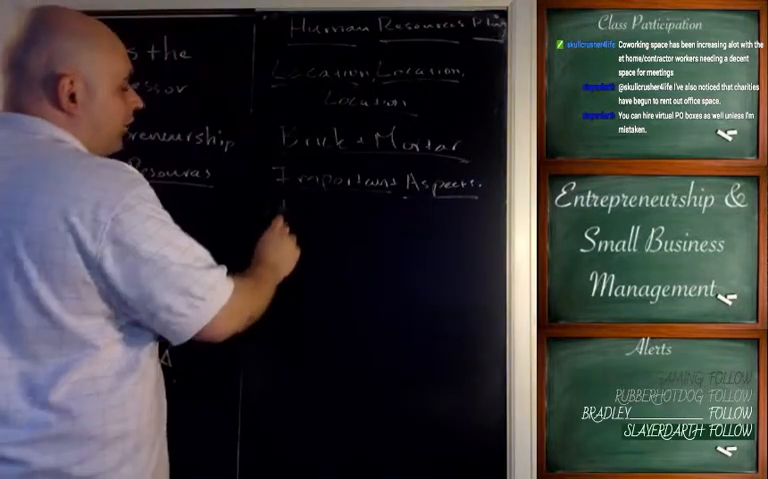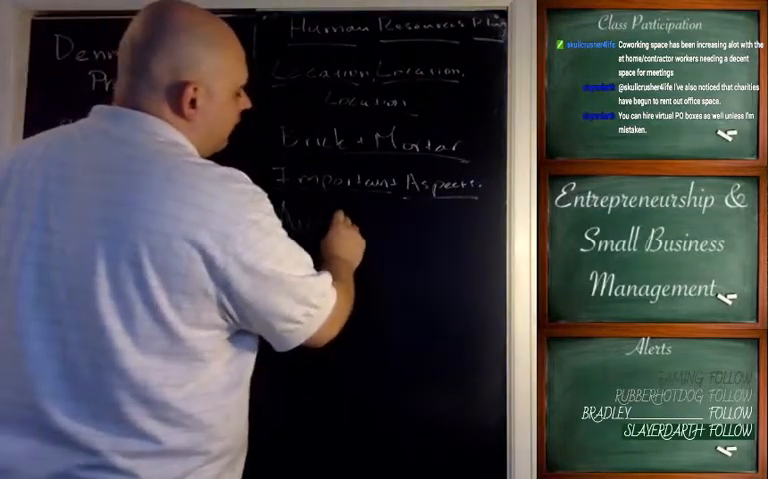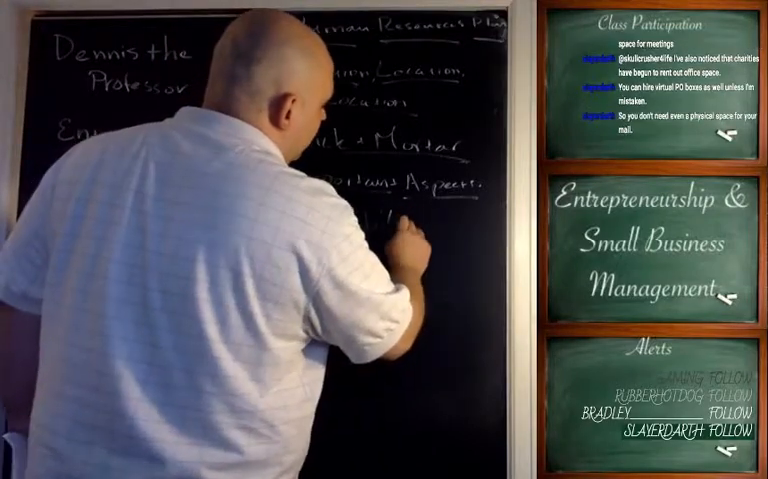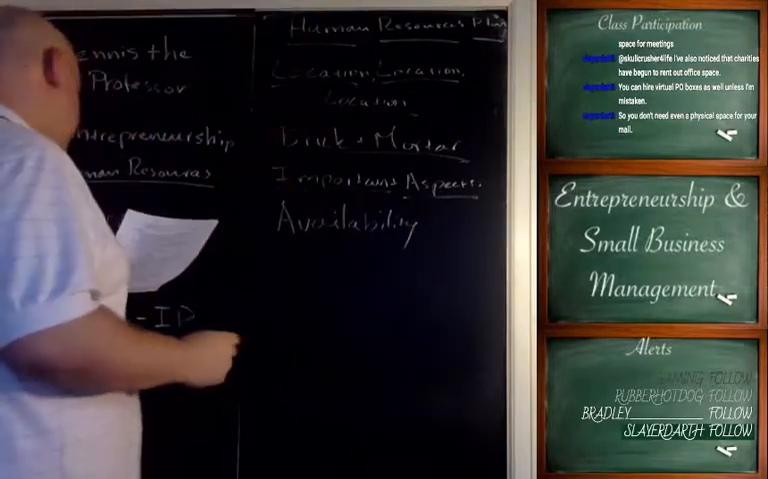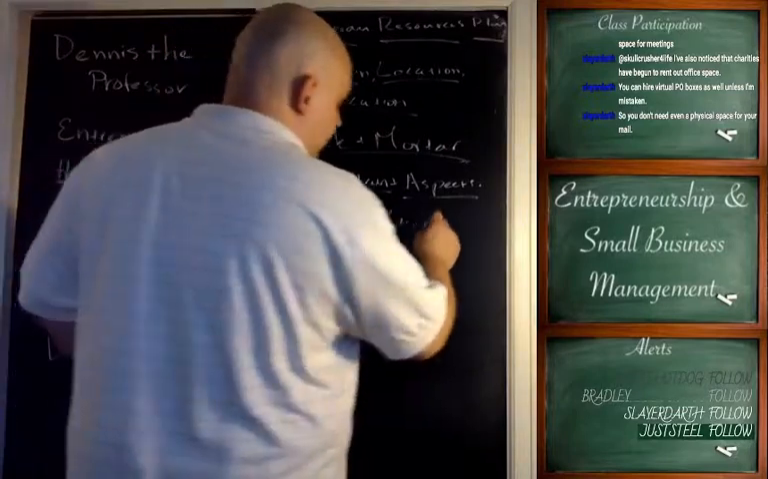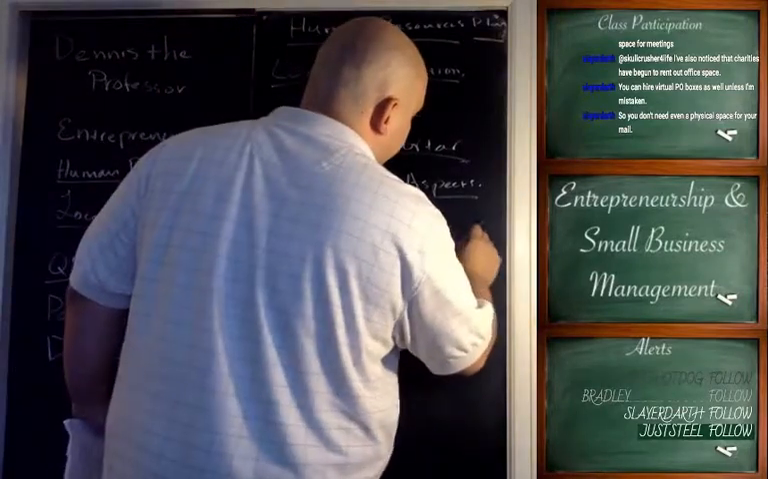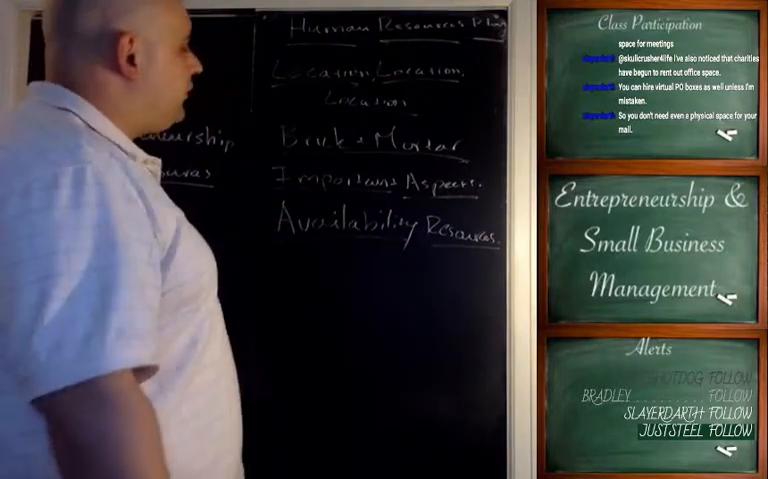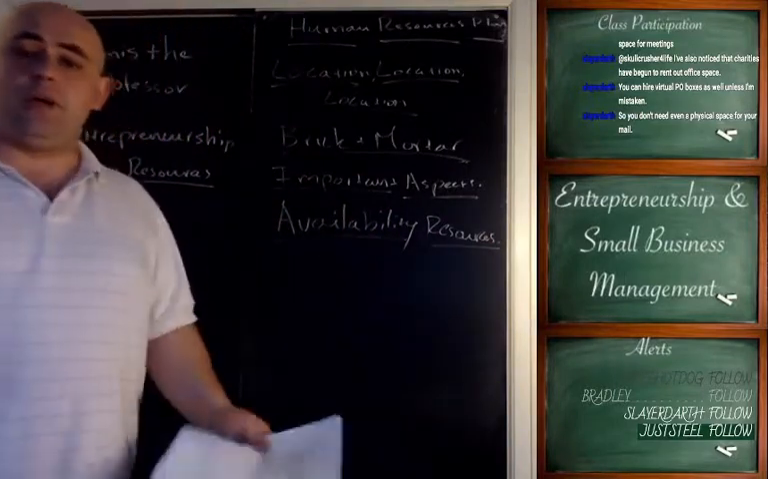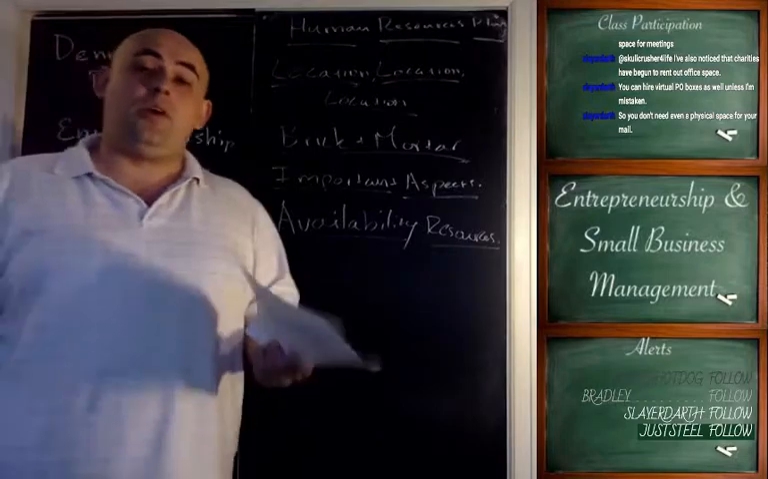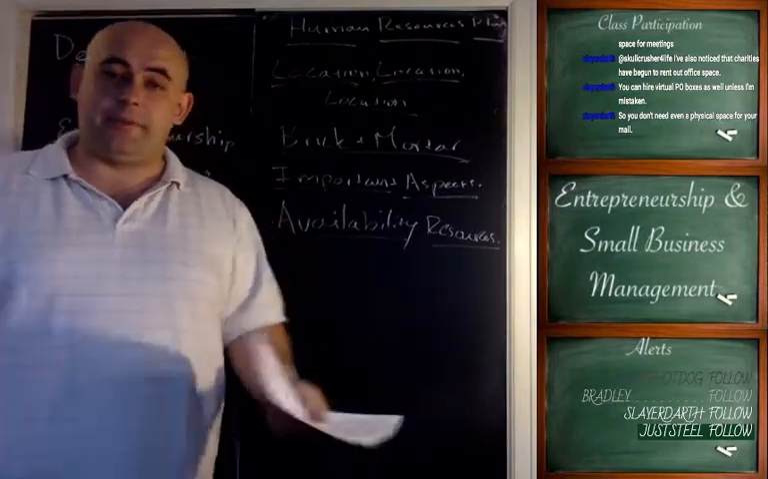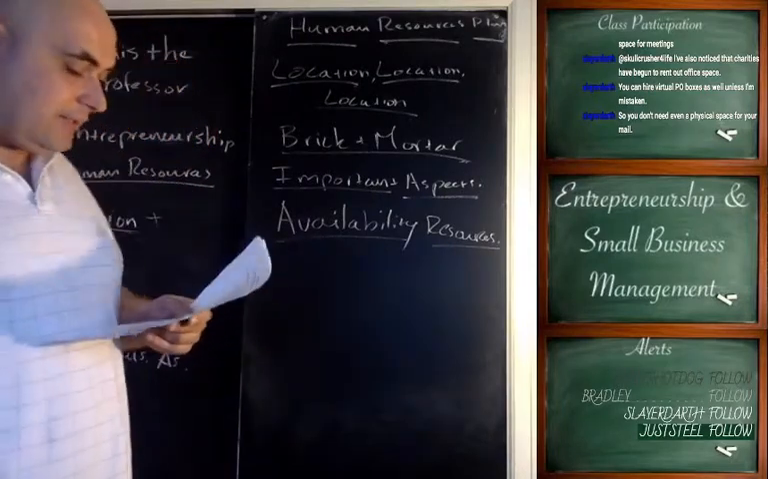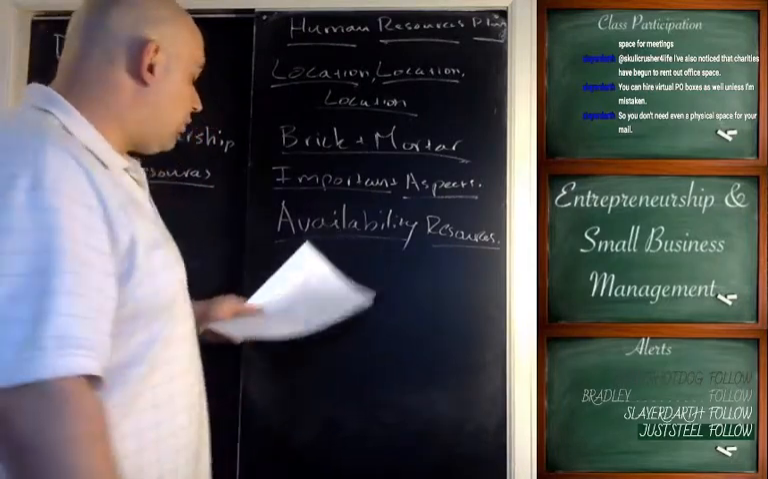The next thing you're going to want to consider is the availability of resources. So, for example, in some parts of New York, it's actually very difficult to get truck deliveries because they don't want trucks on the road all the time stopping to make deliveries and jamming up traffic, right? So you're going to want to consider your access to things like raw materials.